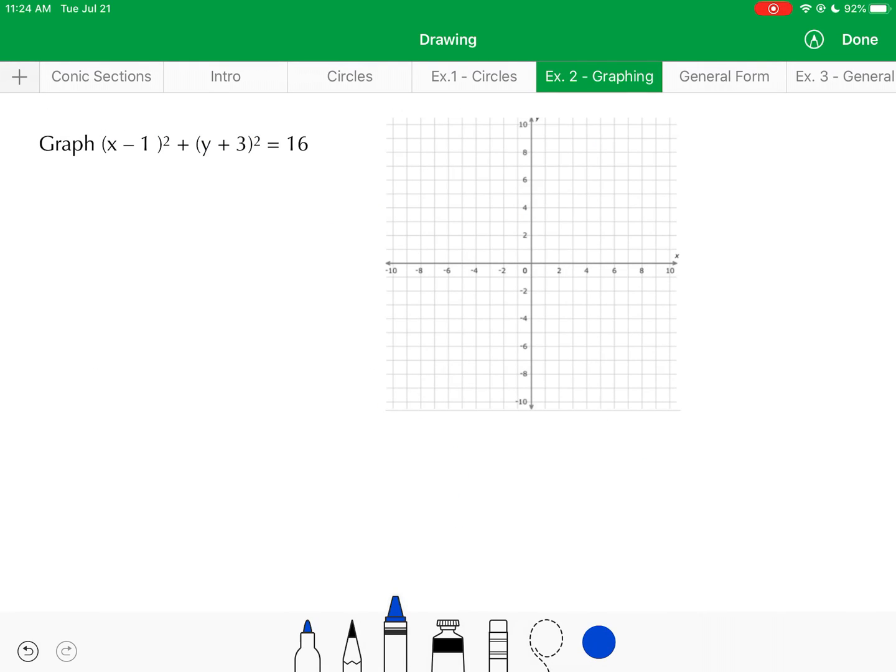Now let's graph an equation that's in standard form. All you need to do is use the equation to identify your center, identify your radius, and then you can plot some points from there, okay? So based off of this equation, I would say that the center has coordinates of 1, negative 3. Okay, effectively we need to change the sign on each of the values as they appear in the equation when we then list out the coordinates of the center. Okay, so let's plot that.